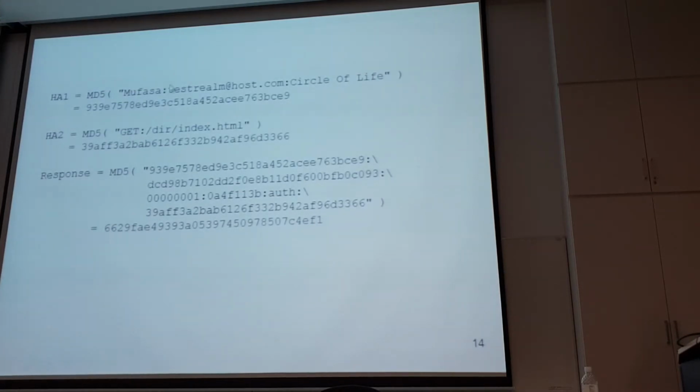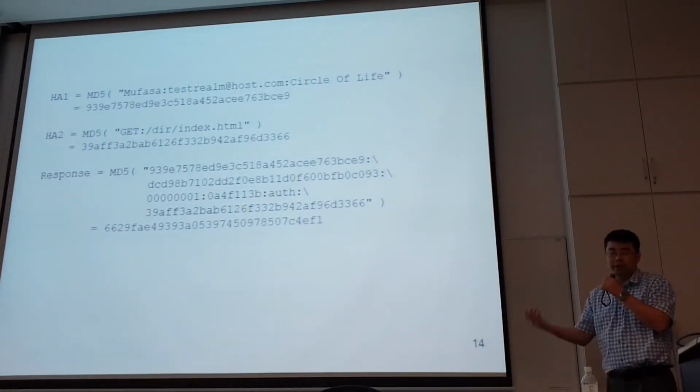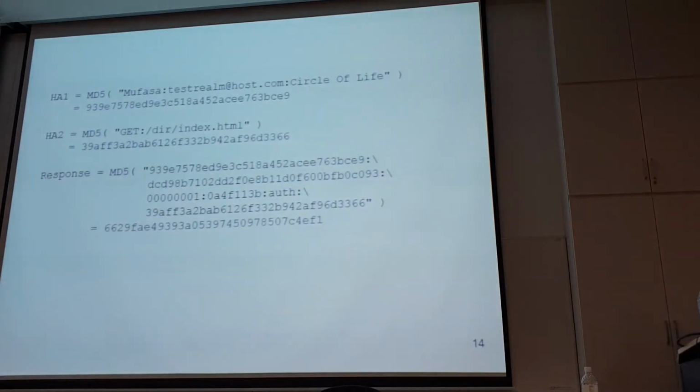So basically, username and password will be hashed. And then we do not directly use this one, because if you directly send this one, someone later can replay this hash value. So we include other content, for example, where you want to visit, and then the nonce from the server.